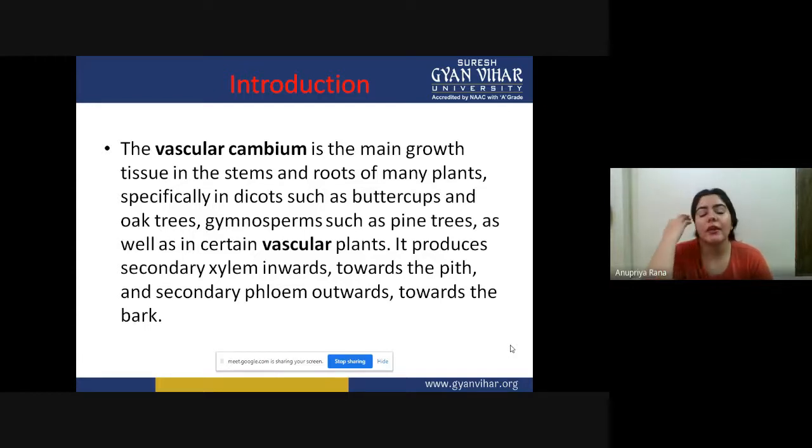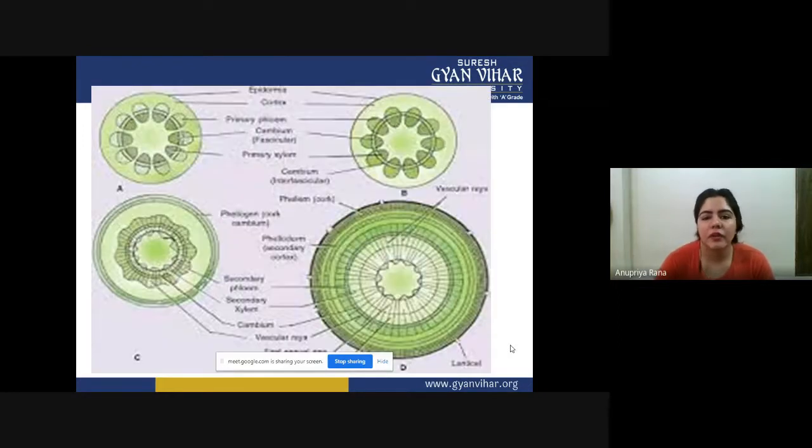So if we see in what manner the vascular cambium produces these secondary tissues, we know that the secondary xylem always forms inside the cambium, in an inward direction towards the pith, and the secondary phloem towards the bark position, or towards the periphery. This we can also see in the diagram.